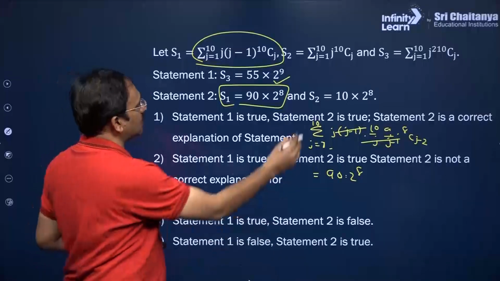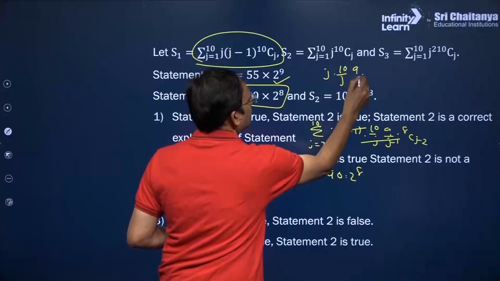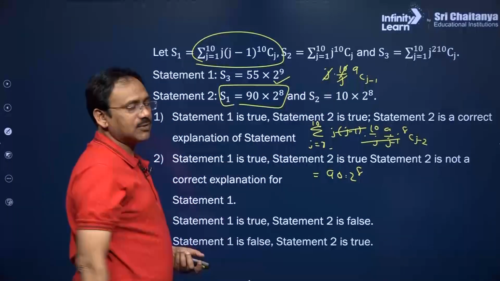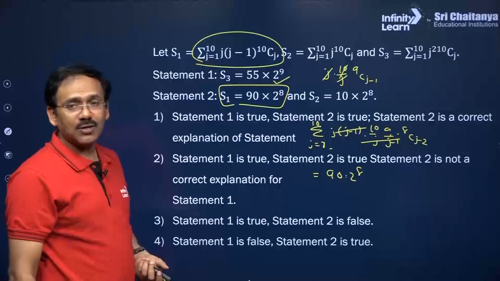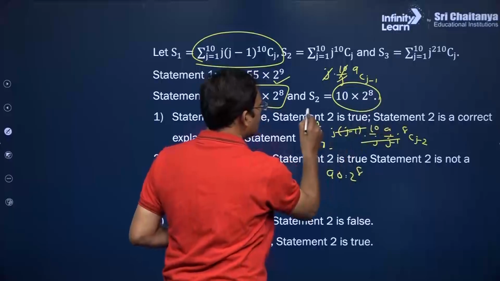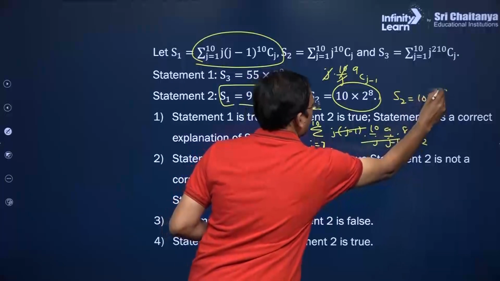Whereas S2, in the sense, this is J into 10 by J into 9CJ minus 1. You write, this J gets cancelled, 10 comes out, sigma J is equal to 1 to 10, 9CJ will become 2 power 9. So 10 into 2 power 9 it is. So this is wrong, my dear friends. Actually, S2 is 10 into 2 power 9.